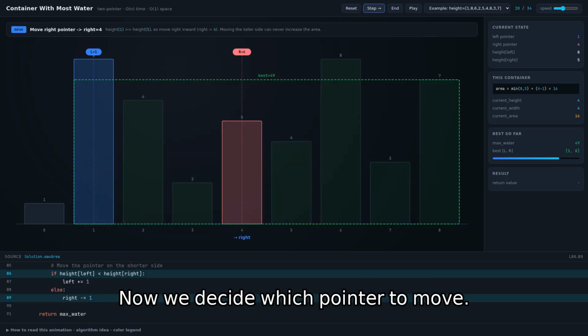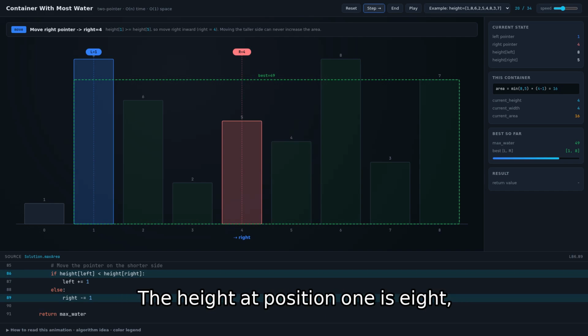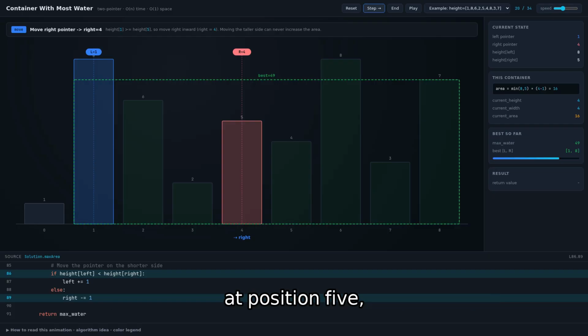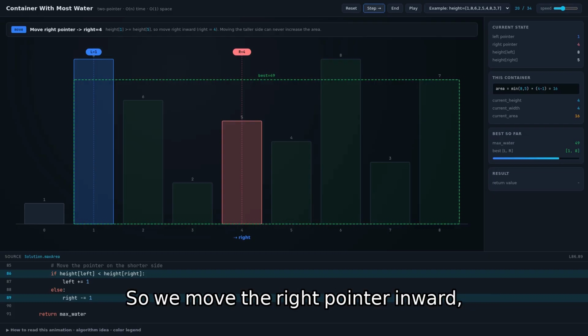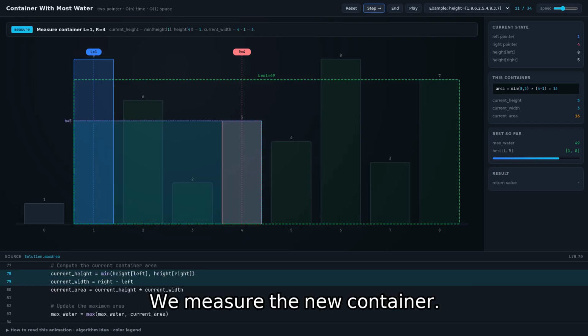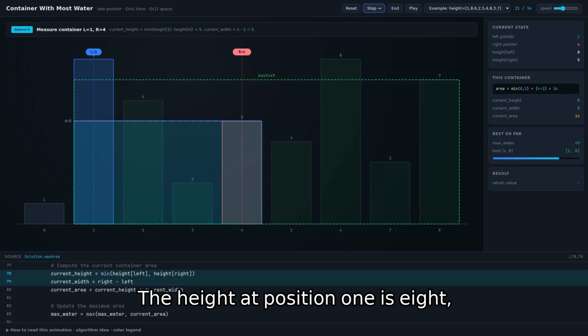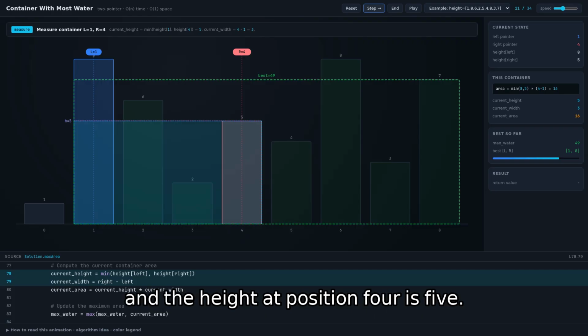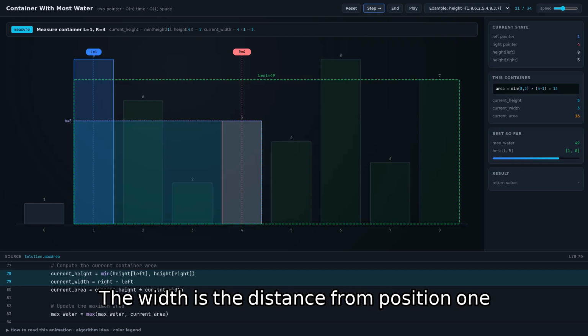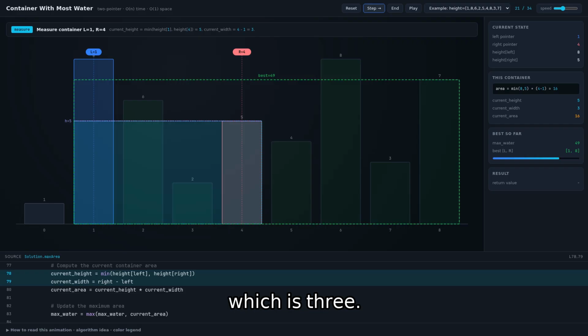Now we decide which pointer to move. The height at position 1 is 8, which is greater than or equal to the height at position 5, 4. So we move the right pointer inward from position 5 to position 4. We measure the new container. The height at position 1 is 8, and the height at position 4 is 5. The shorter height is 5, so the current height is 5. The width is the distance from position 1 to position 4, which is 3.